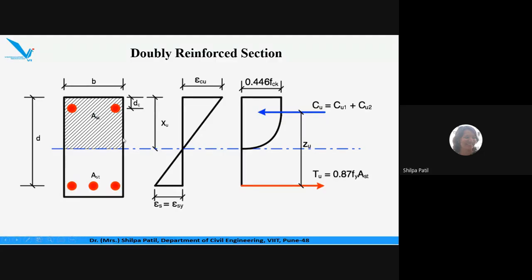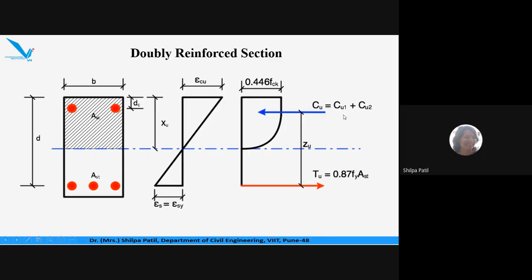In the compression zone, in case of a singly reinforced section, there was only concrete. Now, in case of a doubly reinforced section, two materials are there in the compression zone: one is the concrete and another is steel. So the force of compression developed in the compression zone has to consider the force developed by both these materials. One is developed due to the concrete and another due to the steel. So the expression for Cu changes here for a doubly reinforced section, which is equal to Cu1 plus Cu2.